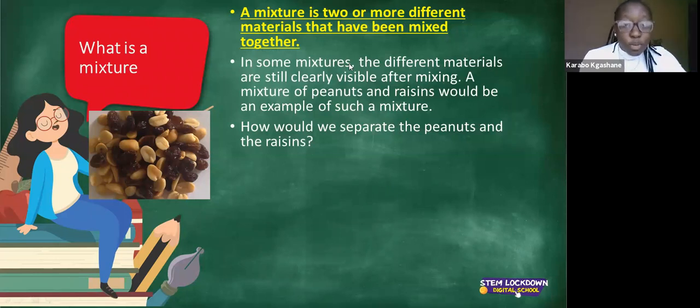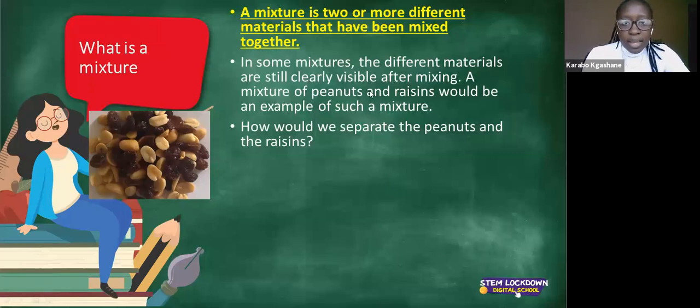That is a beautiful answer. We obviously sort out the peanuts and raisins by hand. Because we can see the peanuts, we take out the peanuts. And because we can see the raisins, we would remove the raisins. All right, easily by hand. Excellent answers, guys. Thank you so much.